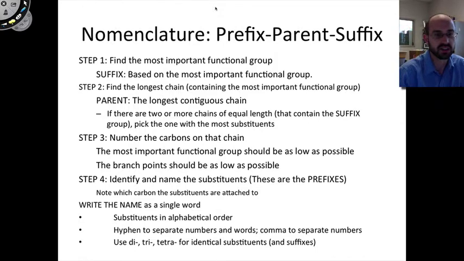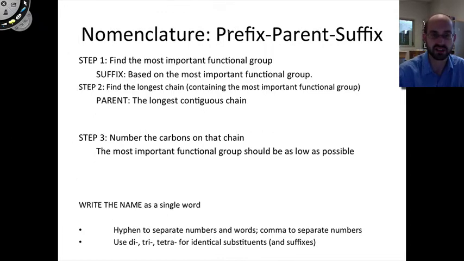So here is the long version of the rules for organic nomenclature. I'll highlight here, it's the prefix, parent, suffix format. Today we're not even going to talk about the prefix. In fact, this is going to be very pared down. We're going to talk about finding the most important functional group, finding the longest chain, naming it in that way, and part of that is numbering the carbons on the chain.